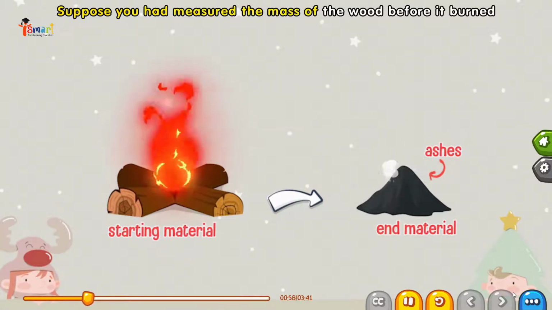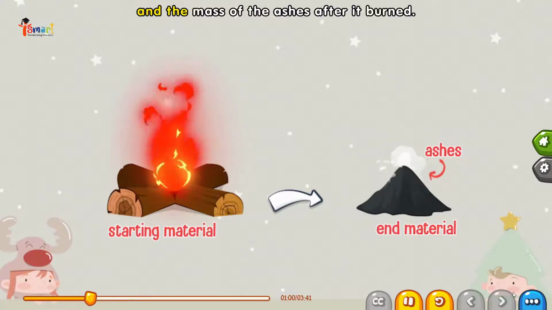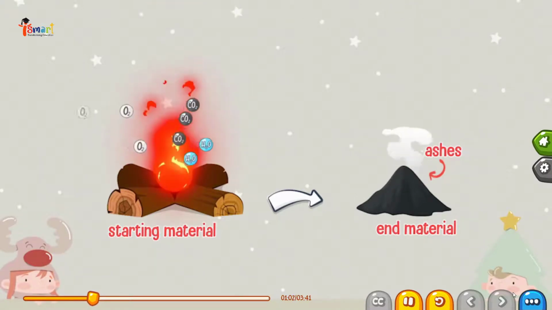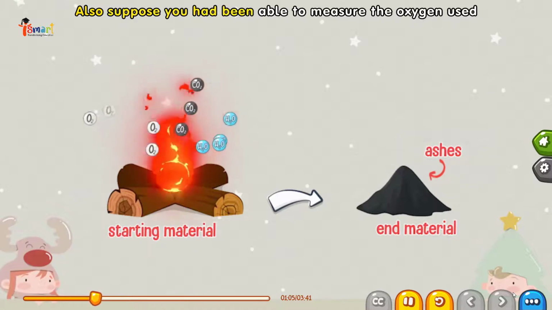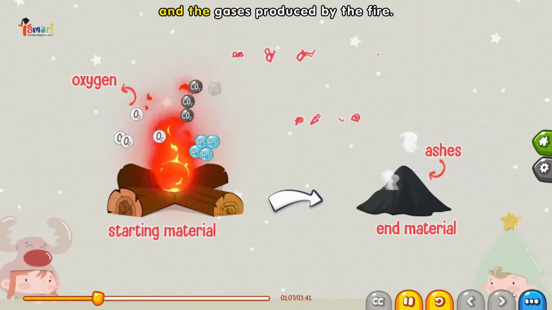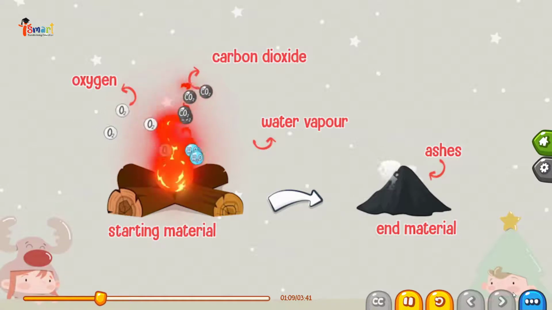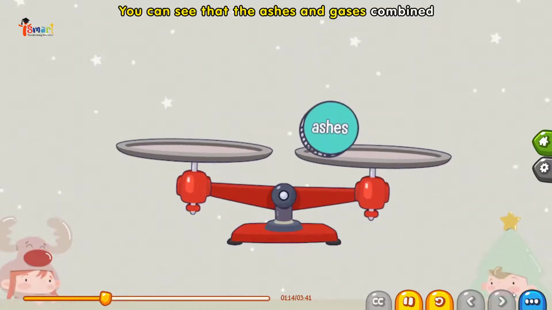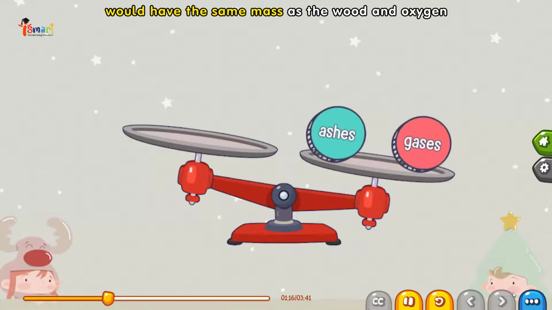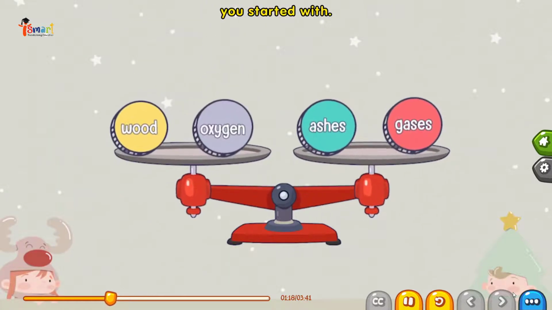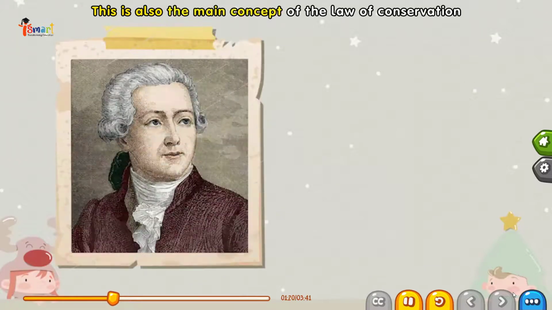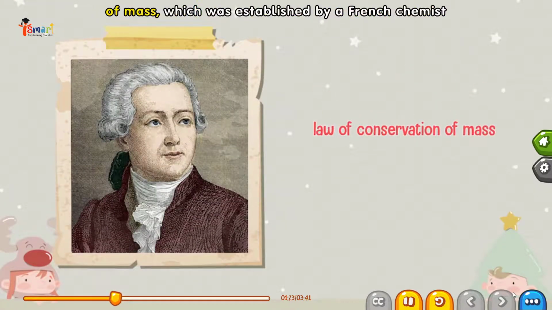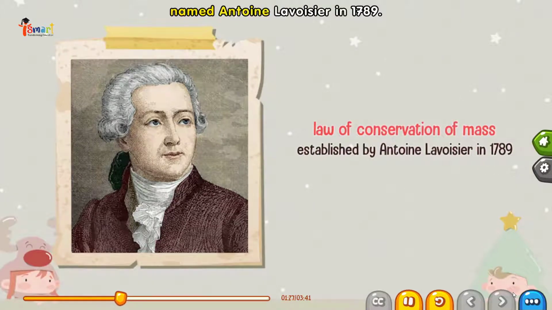Suppose you had measured the mass of the wood before it burned, and the mass of the ashes after it burned. Also, suppose you had been able to measure the oxygen used and the gases produced by the fire. You can see that the ashes and gases combined would have the same mass as the wood and oxygen you started with. This is also the main concept of the law of conservation of mass, which was established by a French chemist named Antoine Lavoisier in 1789.